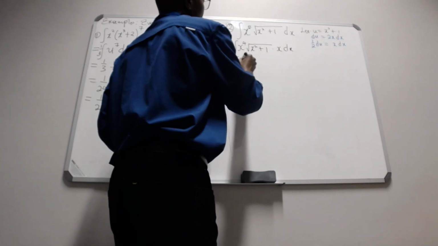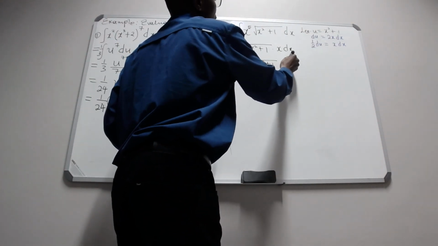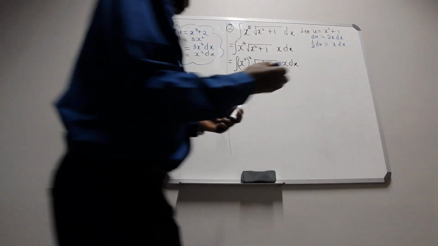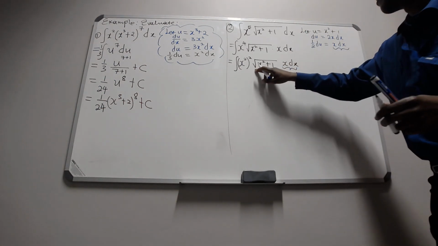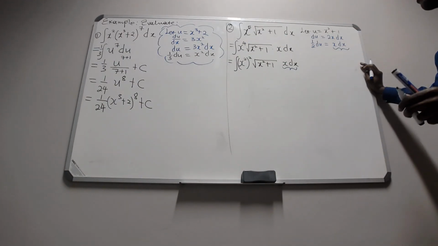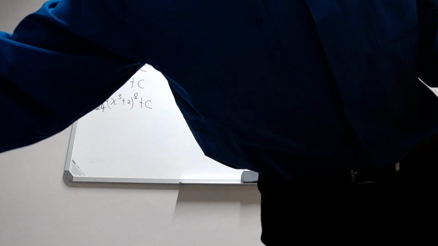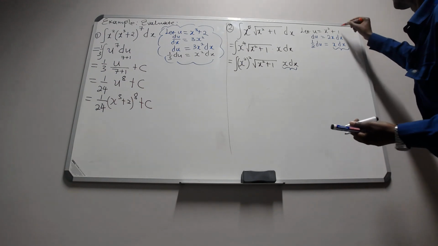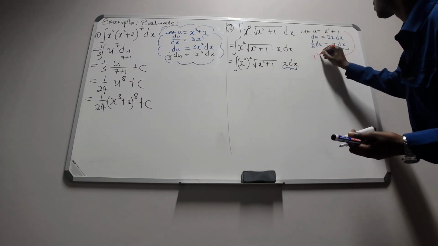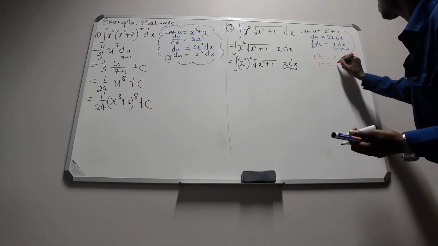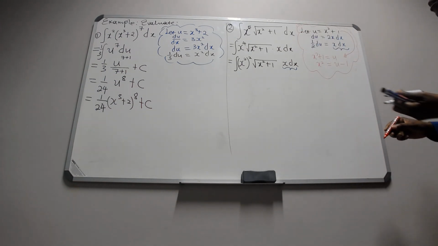Furthermore, this is just x squared, all squared, times the square root of x squared plus 1, times x dx. And you can see that the square root of x squared plus 1 is in terms of u. Now we are left with x squared. We do not know how it looks. So, using this, x squared plus 1 equal to u, right? So x squared equal to u minus 1.